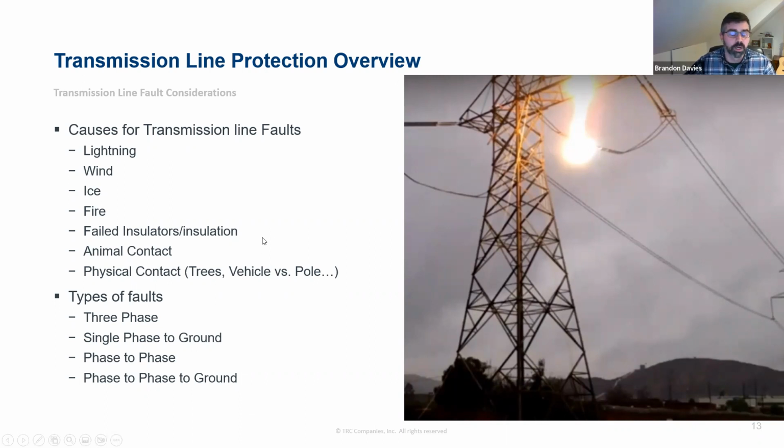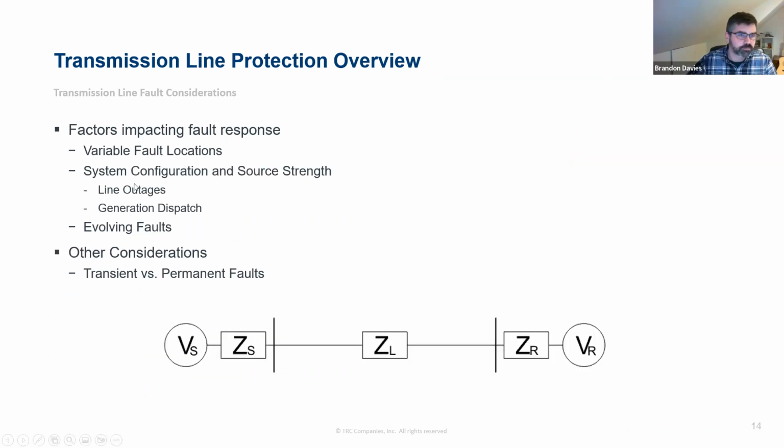So those are just some of the possible types of causes for transmission line faults. I'm sure there are a lot of others out there, but those are the main ones that I'd say are probably the most likely scenarios that would come up.